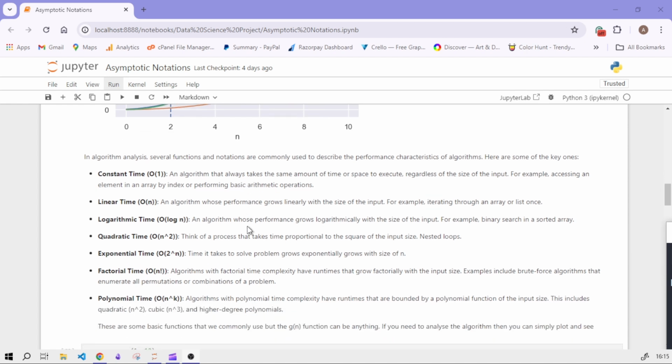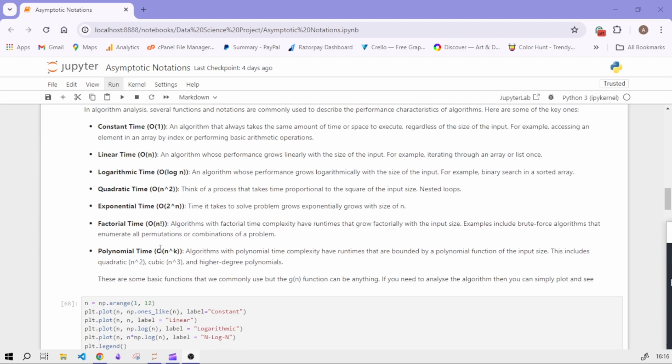But if you have to iterate over the elements within that particular list or array, then the amount of time it will take to execute that program will grow linearly, because you have to go through each element. So if you're increasing the number of elements, then the time that is going to be needed will increase as well. So it will have a linear time. That means it will have big O of n. That means it is not going to go beyond this. Similarly, you have logarithmic time, then you have quadratic time, exponential time, factorial time, and polynomial time.